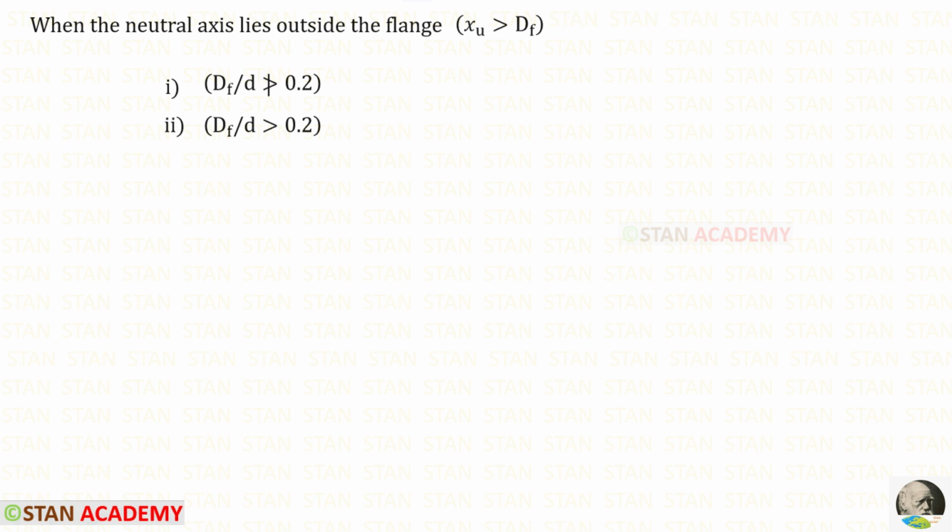Now let us see the second condition. When the neutral axis lies outside the flange, in this case the depth of the neutral axis XU will be greater than depth of the flange. This condition has two subdivisions. DF upon d is not greater than 0.2 and DF upon d is greater than 0.2. Let us see why we have to take these two subdivisions.